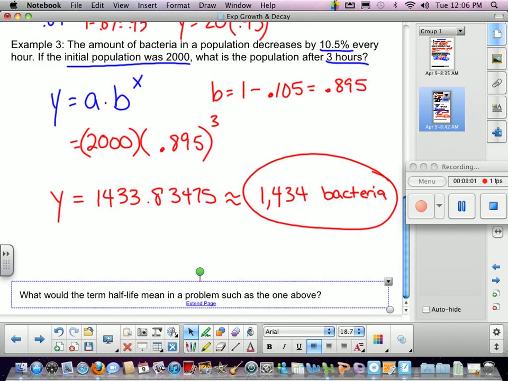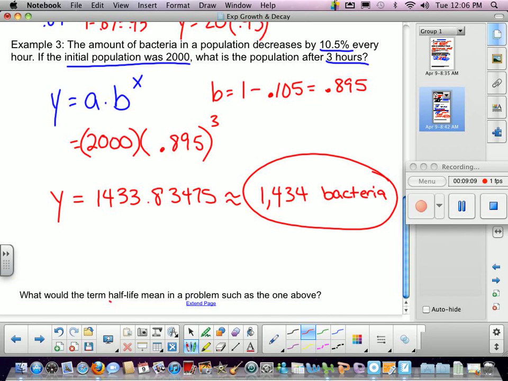All right. And what I want you to think about in terms of that particular problem for tomorrow is what would the term half-life mean in a problem such as the one above. All right. So be ready to discuss those 3 questions that we talked about in this lesson on growth and decay.